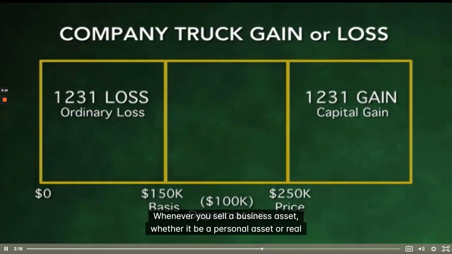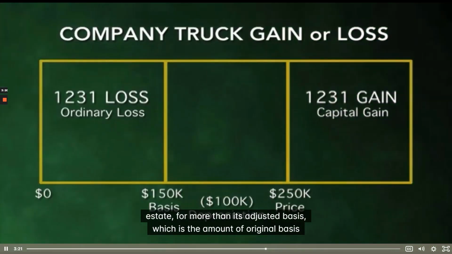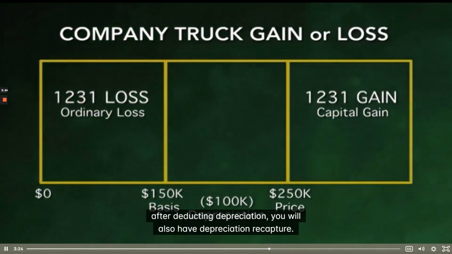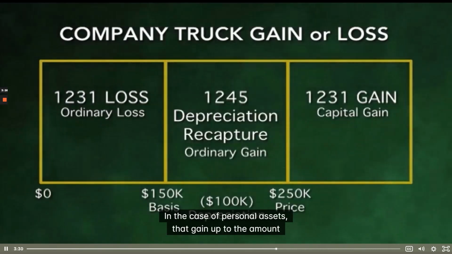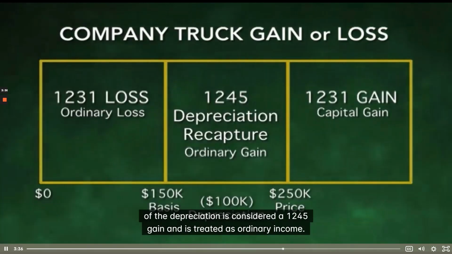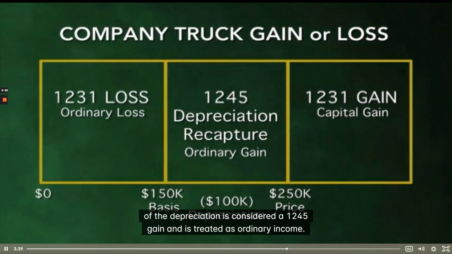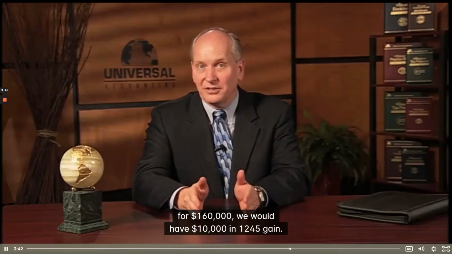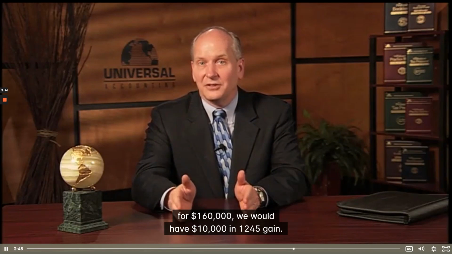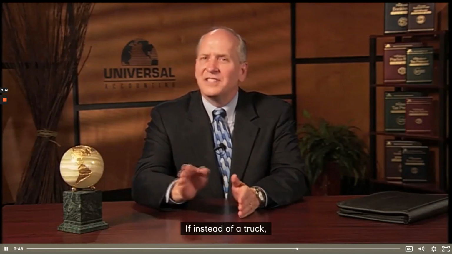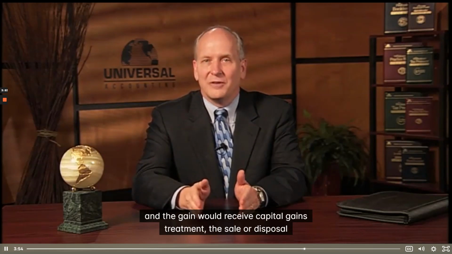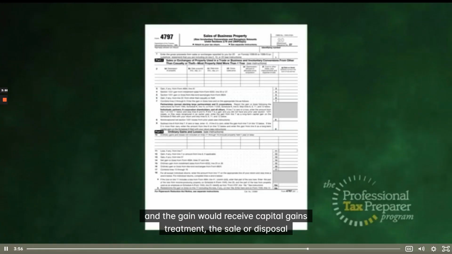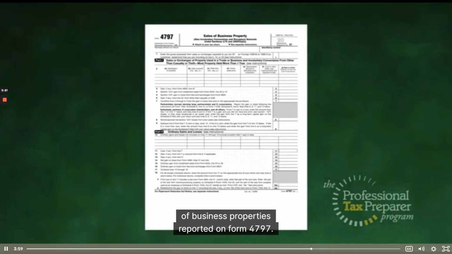Whenever you sell a business asset, whether it be a personal asset or real estate, for more than its adjusted basis, which is the amount of original basis after deducting depreciation, you will also have depreciation recapture. In the case of personal assets, that gain, up to the amount of the depreciation, is considered a 1245 gain and is treated as ordinary income. So if we were to sell this business truck for $160,000, we would have $10,000 in 1245 gain. If instead of a truck, this example was for real estate, you would have 1250 gain and the gain would receive capital gains treatment. The sale or disposal of business property is reported on Form 4797.